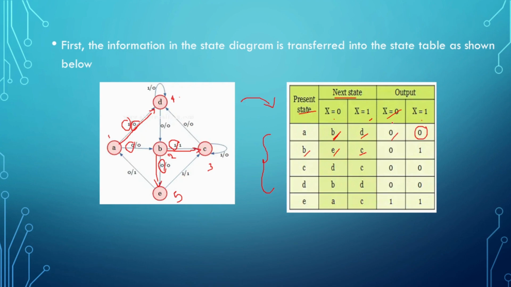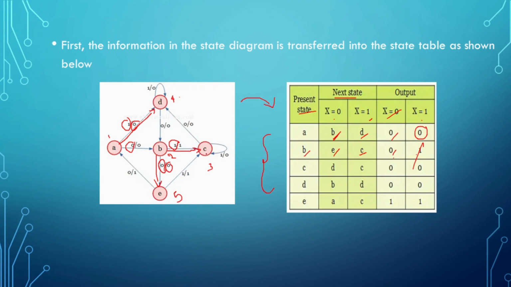When input is given as 0, what will be the output of B? See here, 0. The input is given as 0 for B and the output will be 0 here. So you need to write this. Afterwards, when input is given as 1, what will be the output of B? 1. So write in this place 1. Afterwards, take the C state. Now C is the present state.